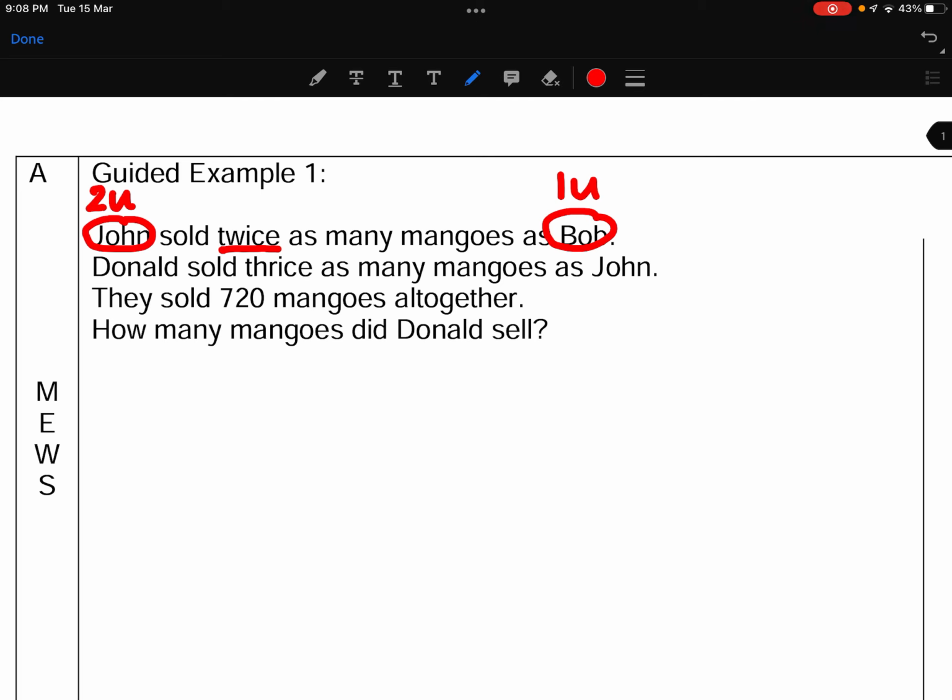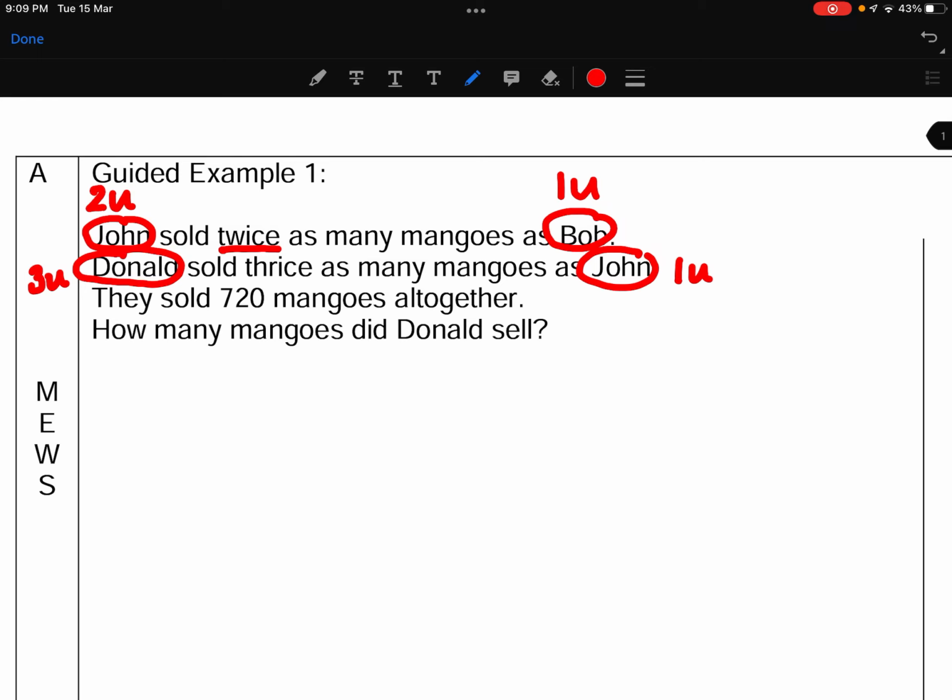Now I have another person who is joining in the story. Donald sold thrice as many mangoes as John. So I'm going to circle Donald and I'm going to circle John. Now, as you can see, John's name is repeated. But before I put 2 units for John, I want you to look carefully. I know Donald has thrice as many units as John. Now, if I put Donald to be 3 units and John to be 1 unit, I'm only comparing Donald and John now.